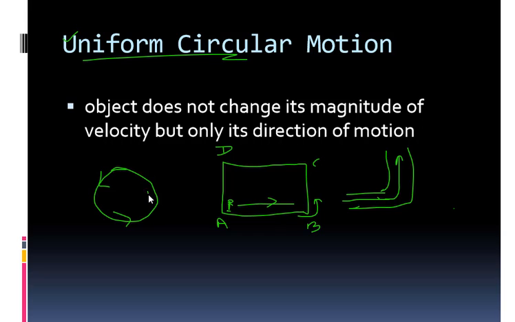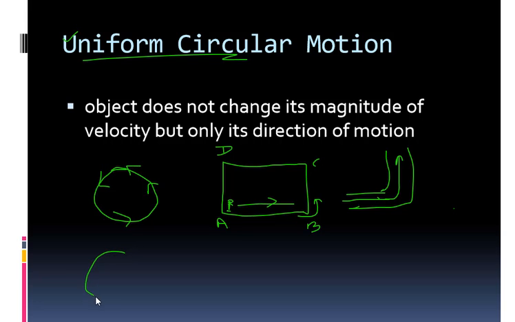Okay. In a circular path, the body can move with the same speed. It doesn't have to change its speed. But in this case, the body is moving with the same speed but different direction. In a circular path, the body can move with the same speed but with different direction. How does direction change here? Let me explain to you.